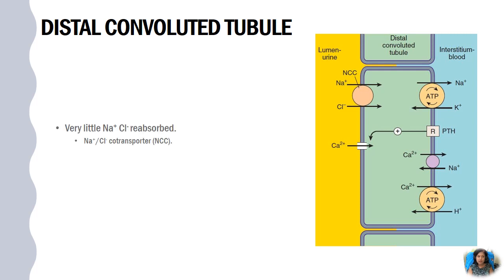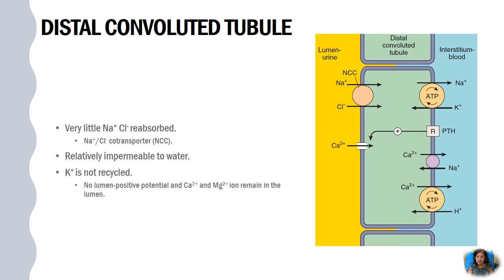So what happens at the distal convoluted tubule is that very little sodium and chloride ions are reabsorbed, and the small percentage that is reabsorbed does so by the sodium chloride cotransporter, or the NCC. Like the thick ascending limb of Henle's loop that we'll see in a while, the distal convoluted tubule is relatively impermeable to water, producing a more dilute urine. Potassium is not recycled across the apical membrane compared to the thick ascending limb of the loop of Henle, and there is no lumen positive potential created at this distal convoluted tubule segment.